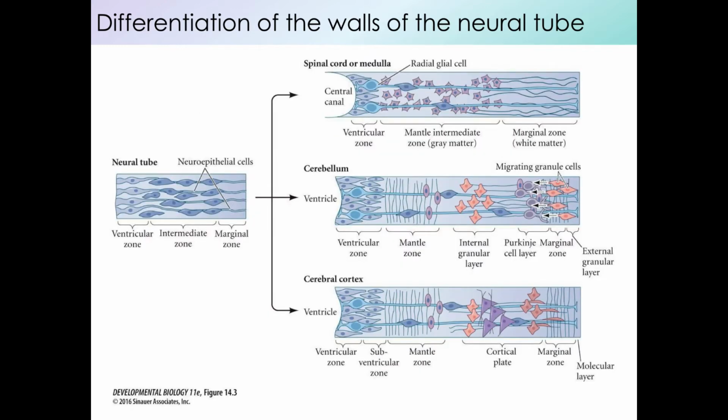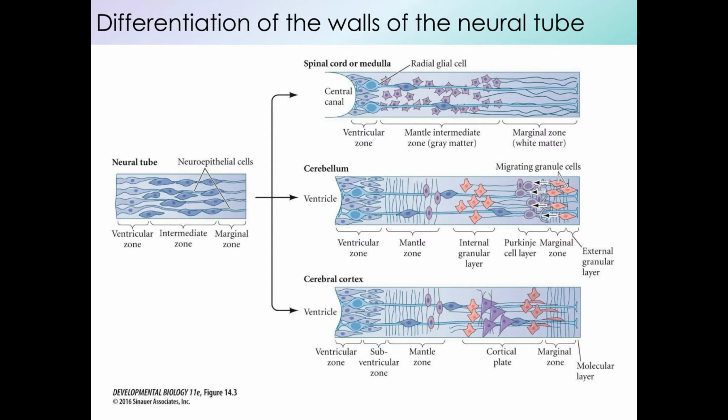This basic arrangement in the neural tube of the ventricular, intermediate, and marginal zones gives rise to the various layers of cells that are in the spinal cord, the cerebellum, and the cerebral cortex. And notice how the radial glial cells, which are shown in blue, span all three layers. And remember that these cells are not only going to serve as stem cells, but that they're also the scaffolds for the migration of neuronal progenitors and newborn neurons.